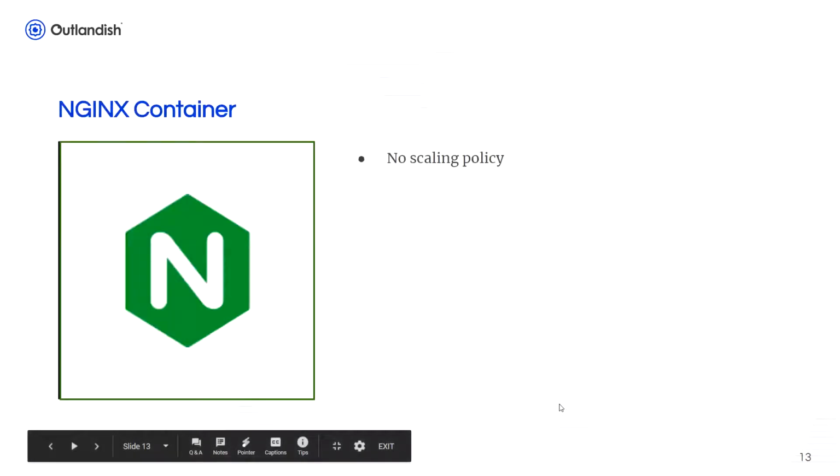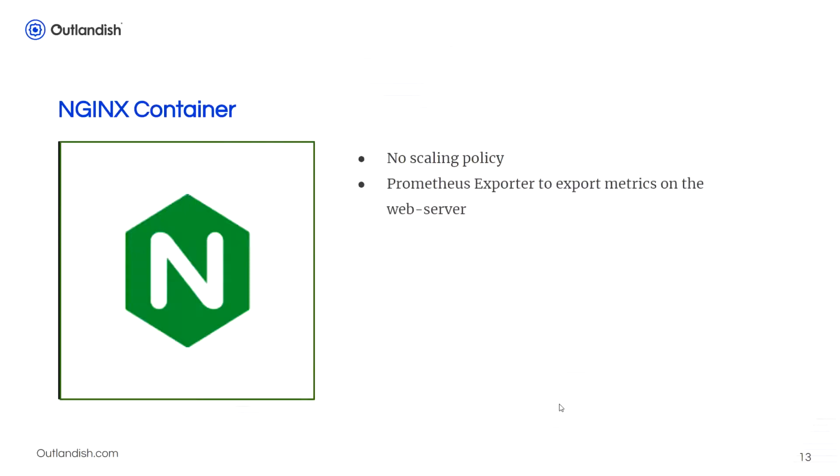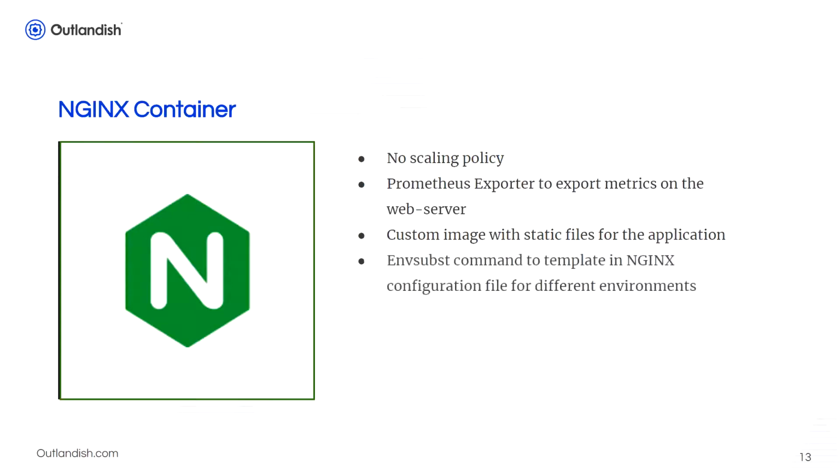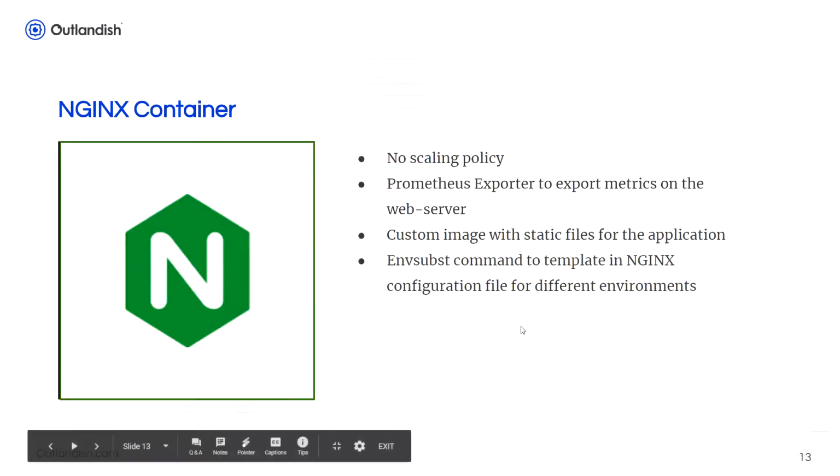So the Nginx container has no scaling policy, but it has a Prometheus exporter to export metrics on the web server, which can be very useful for understanding how the web server is behaving. It's using a custom image with static files for the application and with corresponding configurations so that we can just deliver static files from the Nginx container without going through to PHP. And then we're using a command line tool called msubstitution to template in Nginx configuration files for different environments. So you can set using environment variables.